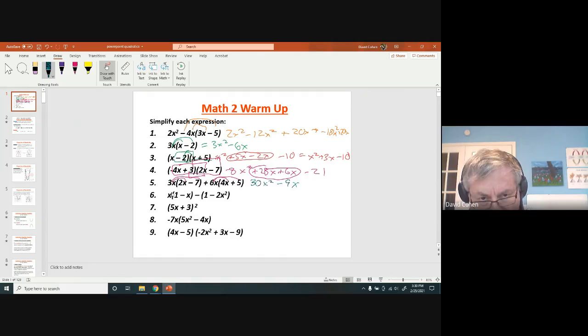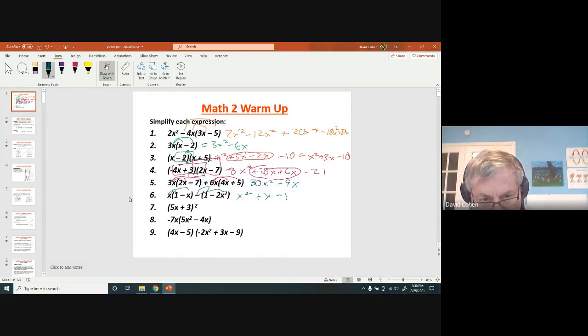Here we distribute again. Let's use the distributive property. This is going to be x minus x squared. This is going to be minus 1. That'll be negative 1 and positive 2x squared. When I combine that, I've got negative x squared, positive 2x squared. I'm just left with x squared. I have x times 1, which is positive x. And then finally, negative times 1 is minus 1.